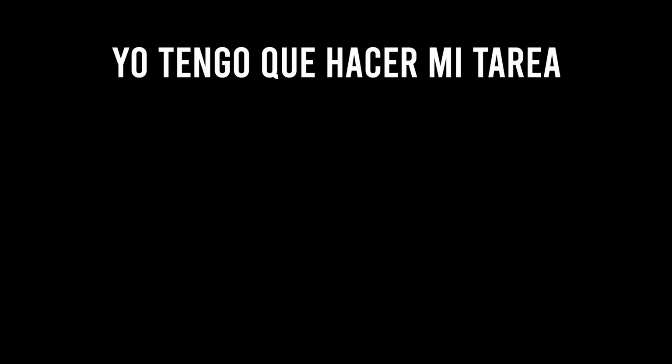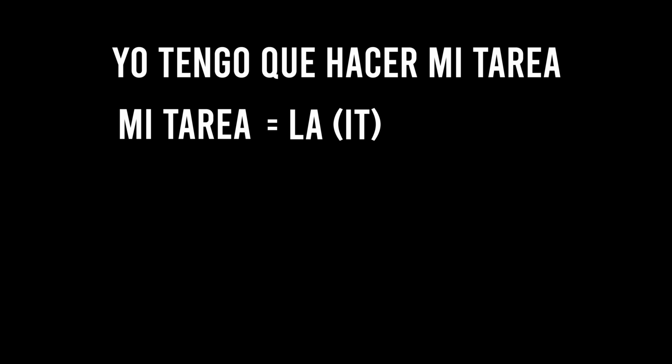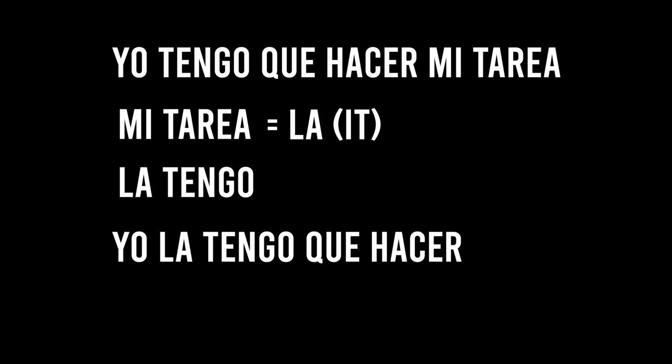So let's take a look at an example of putting it before the verb. In the sentence, yo tengo que hacer mi tarea, I have to do my homework, we are going to change mi tarea, my homework, to it. So since it's la tarea, we're going to use the direct object pronoun la. And we're going to put that in front of our conjugated verb, tengo. And our new sentence becomes, yo la tengo que hacer.